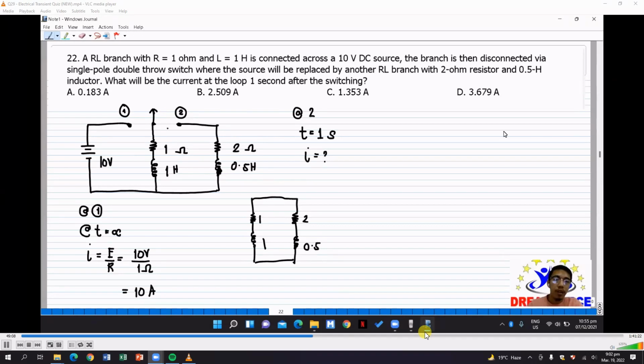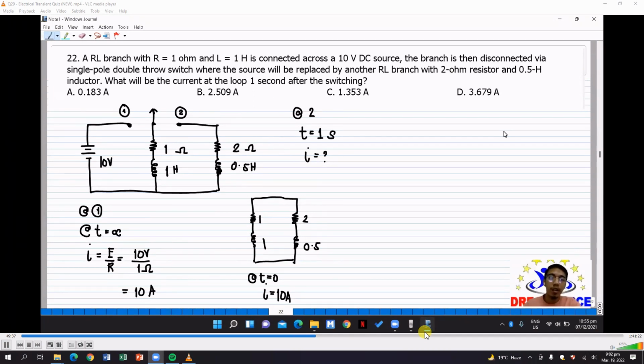Okay, so again, once we throw the switch here, there is immediately a current. Right, so we have a current circulating there, that is the 10 amperes. This means the final current in position 1 becomes the initial current in position 2. So at t equals 0, our current here is 10 amperes. Take note, this is only for the second condition.